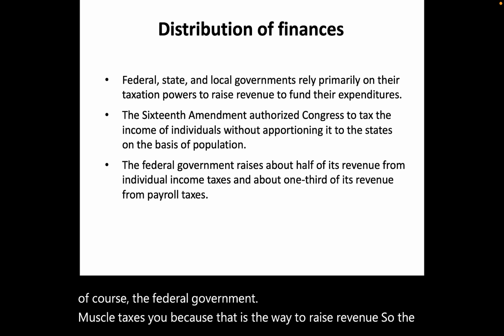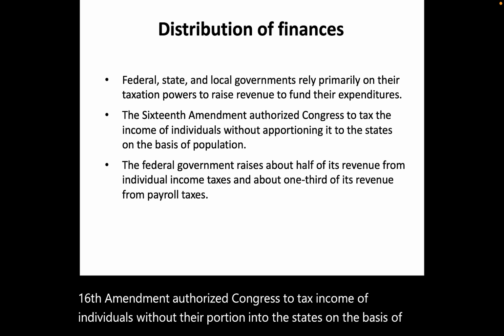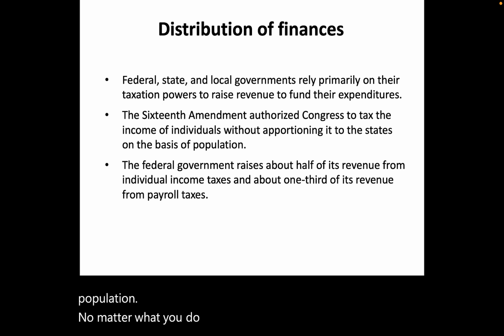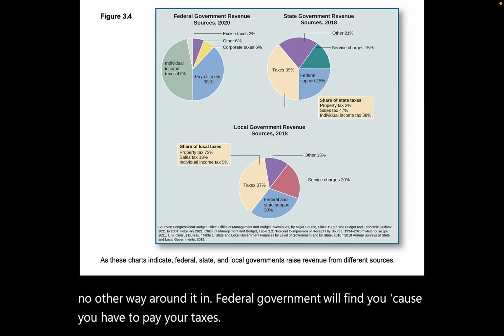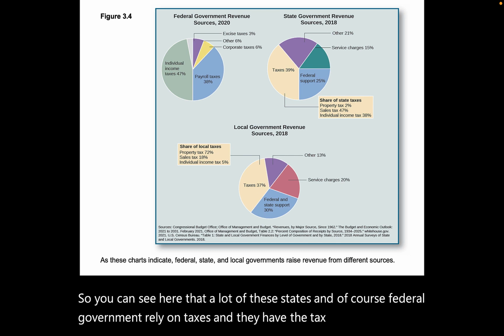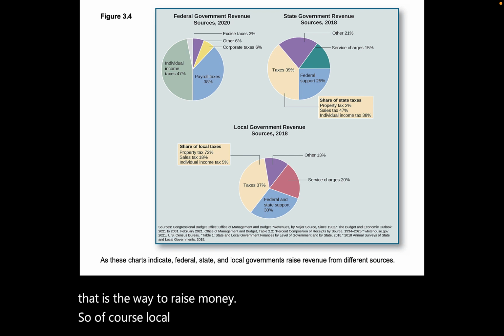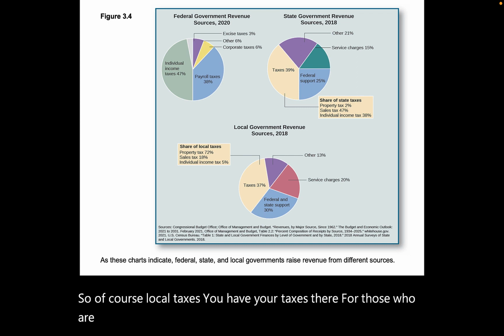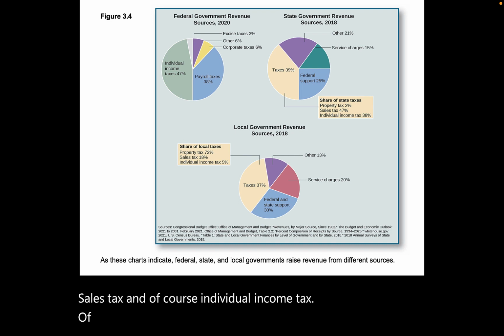The 16th Amendment authorized Congress to tax the income of individuals without apportioning it among the states on the basis of population. So no matter what you do, folks, you have to pay your taxes. There's no other way around it. The federal government will find you, because you have to pay your taxes. So you can see here that a lot of the states, and of course the federal government, rely on taxes, and they have to tax people because that is the way to raise money. So of course, there are local taxes. For those who are homeowners, you have to pay property taxes. Of course, you have sales tax, and individual income tax. And of course, the state government taxes as well.